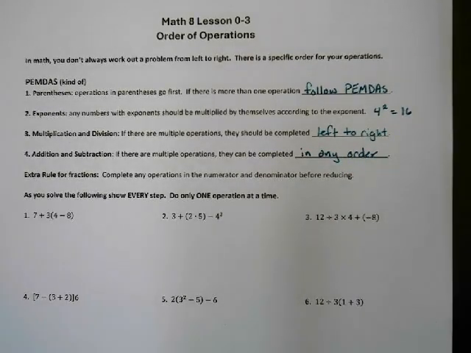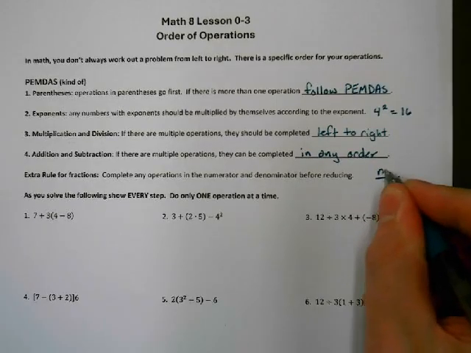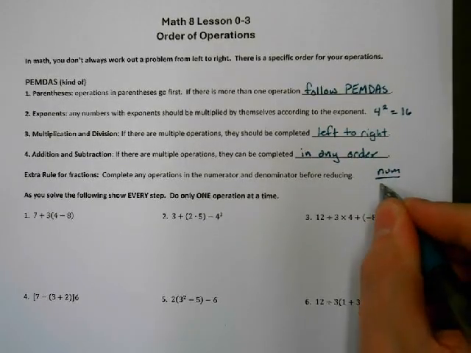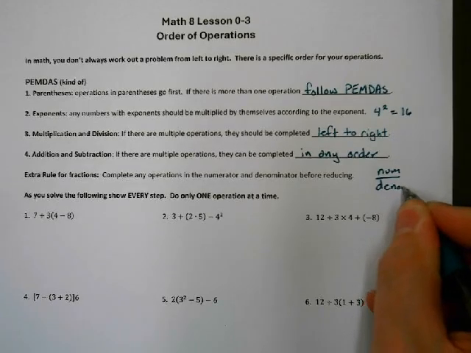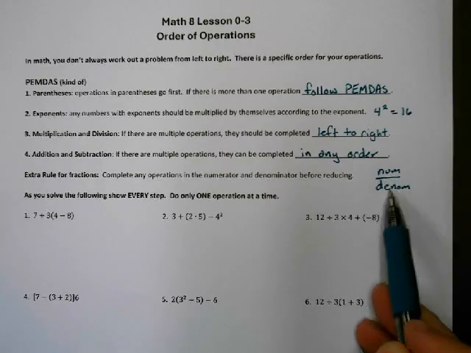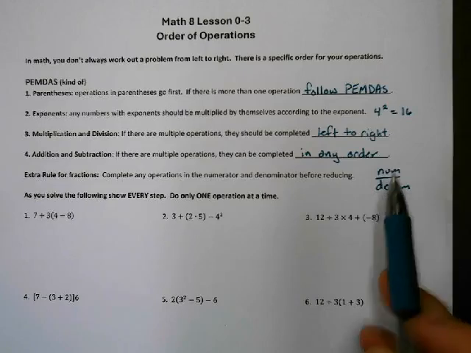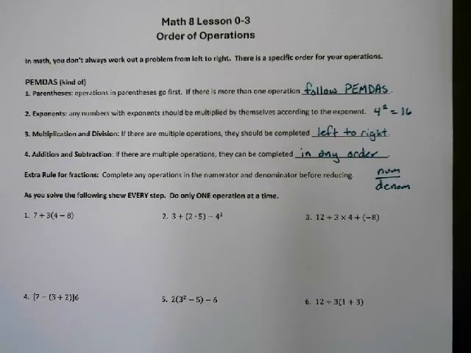We do kind of have an extra rule here for fractions. If you have a fraction, you're going to complete anything in the numerator. That would be the top of the fraction, numerator, and the bottom we call the denominator. So if you have operations in the numerator and operations in the denominator, you'll do both of those separately first, and then at the end of the problem, you would reduce it. And on number 12, you'll see us doing it on there.